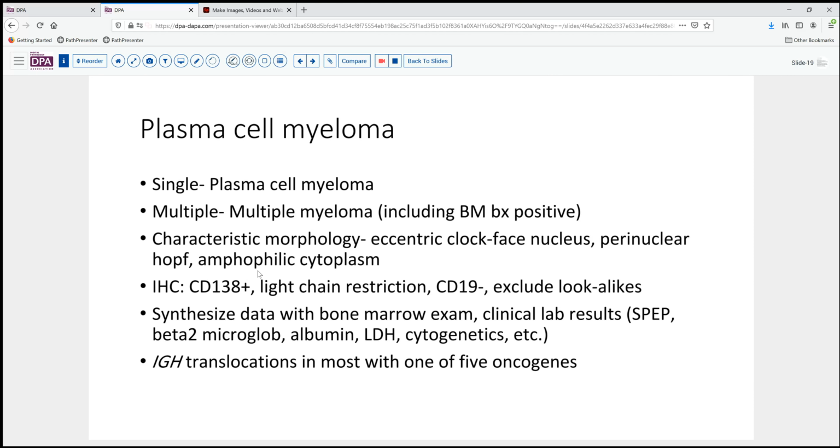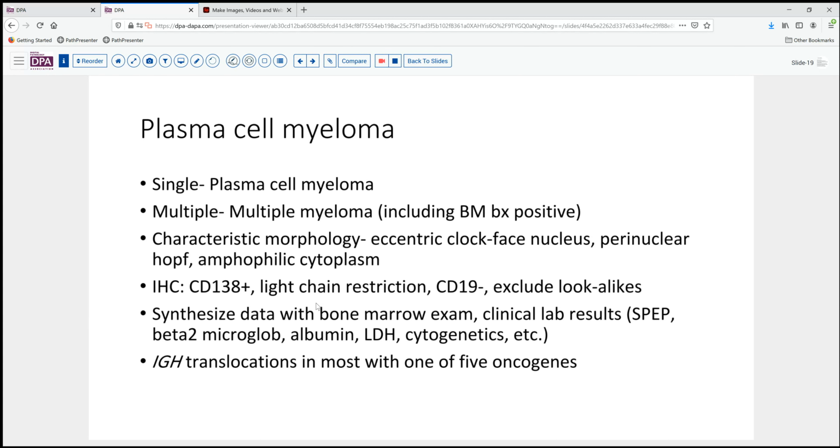The morphology is very useful as we've delineated the nuclear features, the perinuclear halo or hof, and then the immunohistochemistry with positive CD138 staining, light chain restriction of either kappa or lambda. And usually these neoplastic plasma cells are CD19 negative as opposed to more normal plasma cells, which would be positive. You want to exclude plasmablastic lymphomas or lymphoplasmacytic lesions, but with a pure population and light chain restriction, you can make that diagnosis.